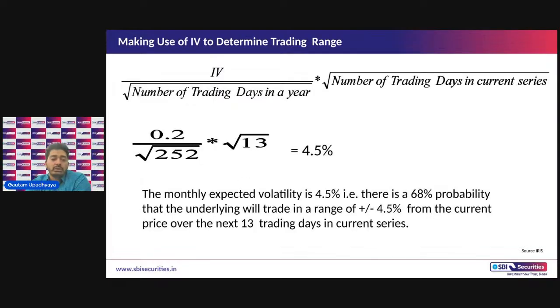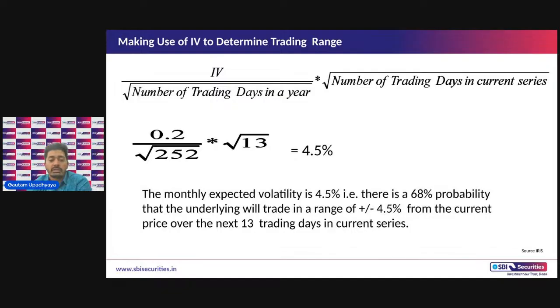IV is also made use of to determine the range of the market. We discussed this last time also, how we can make use of the IV to determine the range of the market, and based on this there are a lot of option sellers who sell options beyond this particular range. So if you have the IV as 0.2, you divide it by the number of trading days in the year. So we have practically about 252 trading days. That's why we do this particular formula.